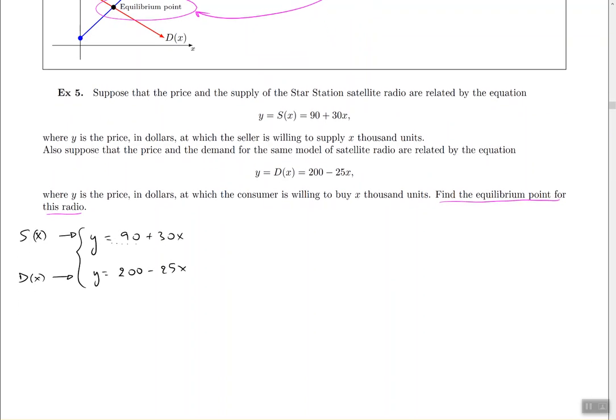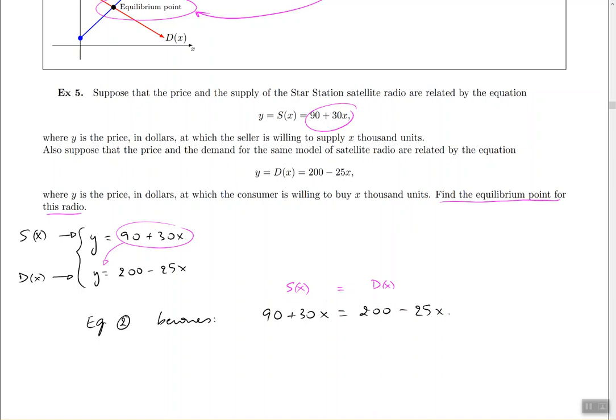It says in the first equation that y is equal to 90 plus 30x. So I'm just going to grab that 90 plus 30x and put it into the second equation. When I do that, equation 2 becomes 90 plus 30x equals 200 minus 25x. This is, by the way, equivalent to saying I want my supply to be equal to the demand, right? Remember, the supply equation was 90 plus 30x, and the demand equation was 200 minus 25x.